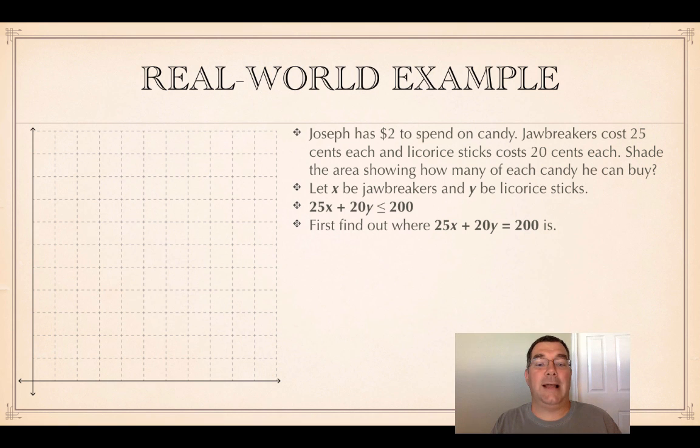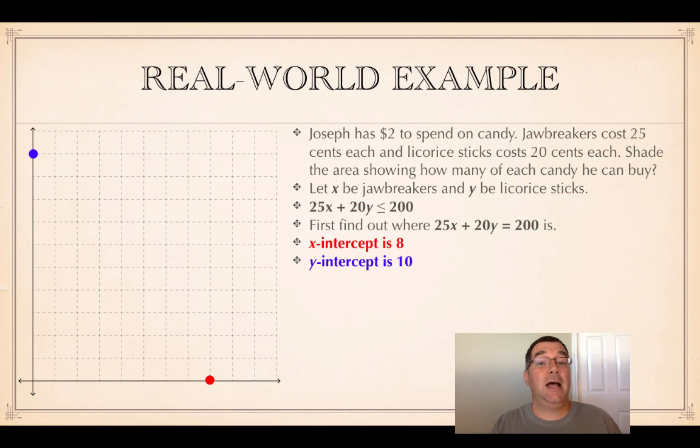First, I need to figure out where that line is. Change the less than or equal to to equals. This is in standard form, so I will find x-intercepts and y-intercepts. If I find the x-intercept, I'm covering up the y, so it reads 25x equals 200, so the x-intercept is 8. To find the y-intercept, I cover up the x and I get 20 times y equals 200. The y-intercept is 10. So now I have 2 points, I can draw the line.